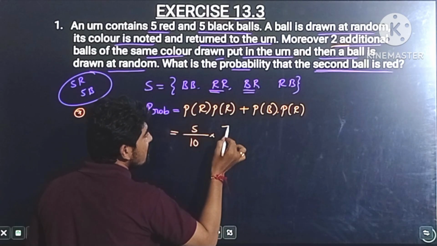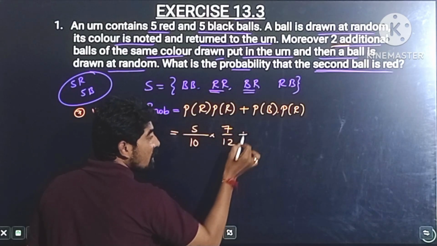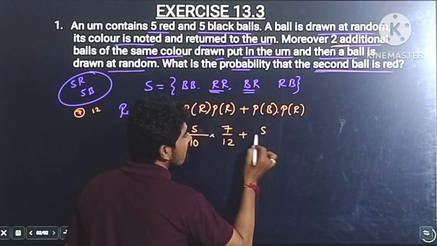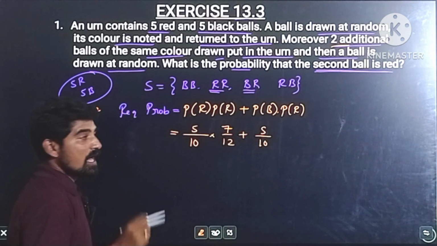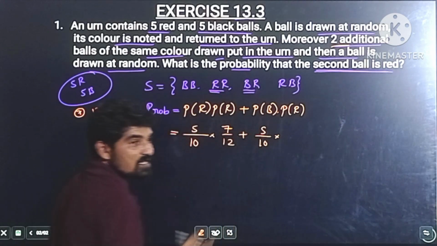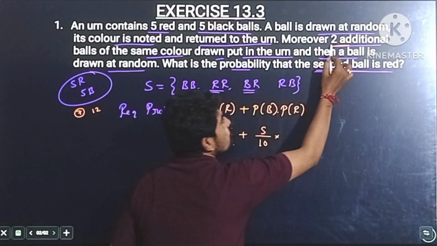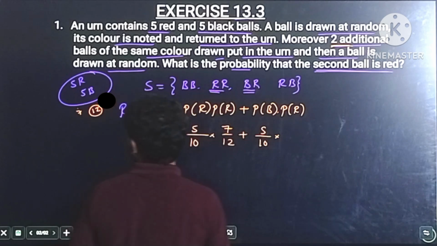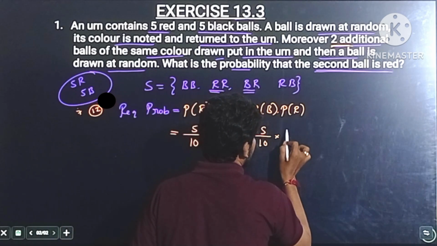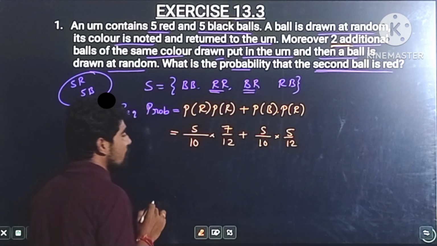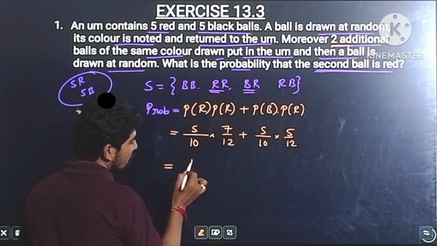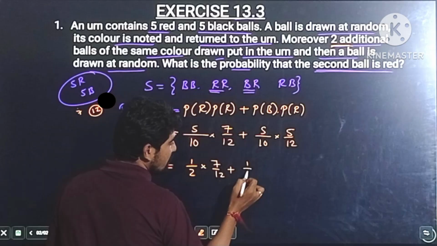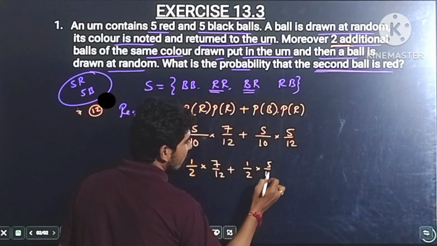therefore the probability of the second red ball is 7 divided by 12, plus the probability of the first black ball, which is 5 divided by 10. Out of 10, 5 are black, and now the drawn ball is black, so he has to add 2 black balls to the urn. Therefore the probability of the second red ball is 5 divided by 12. I hope all of you are understanding. Now, 5 ones are 5, 5 twos are 10, into 7 by 12 as it is, plus 5 ones are 5, 5 twos are 10, into 5 by 12 as it is.